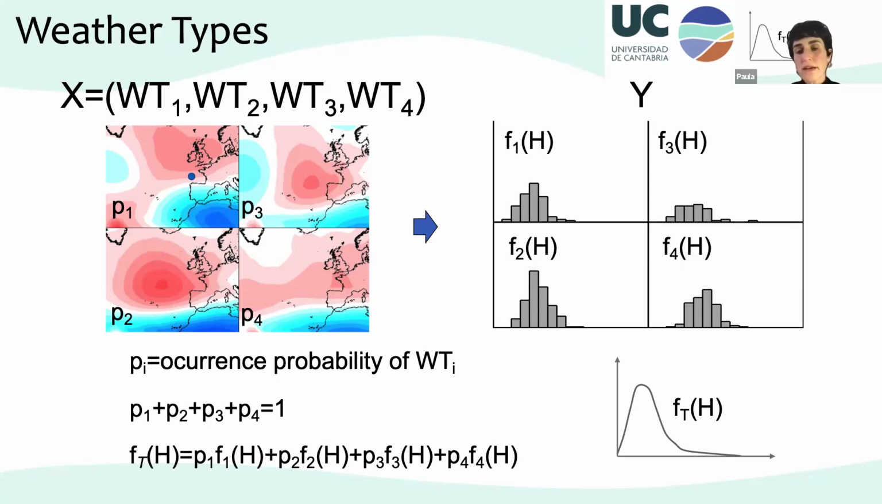So for each weather type, we can define what is the distribution of the significant wave height, for example. Once we have established this relationship, we can calculate the probability of each weather type, and multiplying by the distribution of the significant wave height within each weather pattern, we can infer the total distribution of the significant wave height for that specific location.